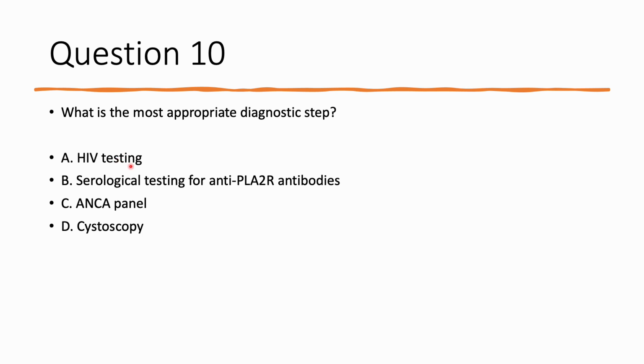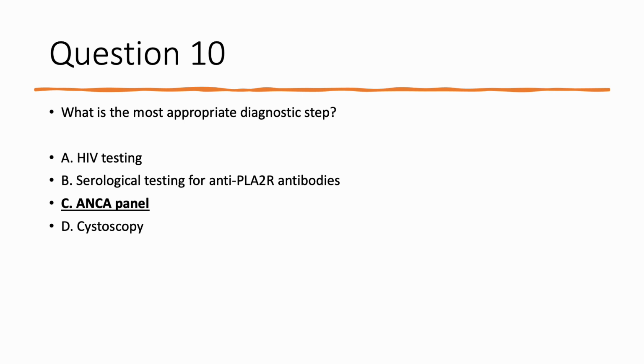Do we do HIV testing? Do we do serological testing for anti-PLA2R antibodies? Do we check ANCA panel, or do we do a cystoscopy? Now the answer is going to be on the next slide, so you can pause here if you wish. The correct answer is obtaining ANCA panel.